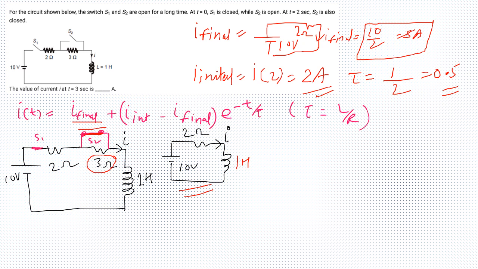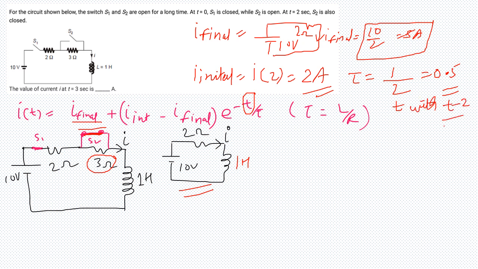One thing you need to keep in mind is what should be used instead of t. Instead of t, you should substitute t minus 2. Why? Because this is happening at t equals 2 seconds, and this equation is applicable from t equals 0, not t equals 2. So you have to substitute t with t minus 2.